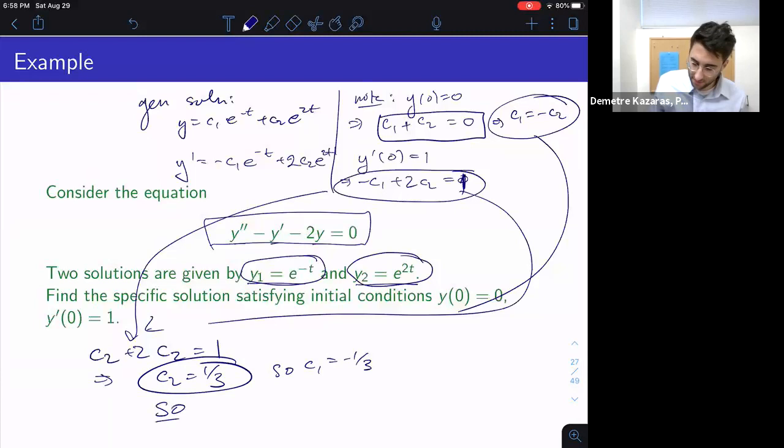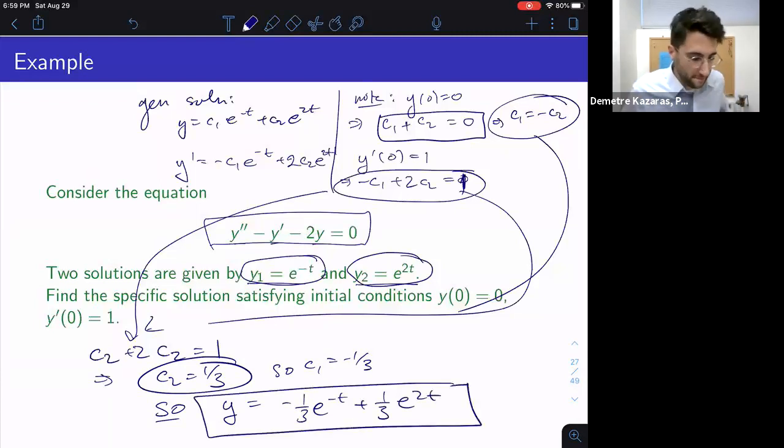And together, the specific solution to this initial value problem will be minus a third e to the minus t plus a third e to the 2t. All right. So the general solution was given to us, but we just got a little practice finding the specific solution, given some initial conditions.